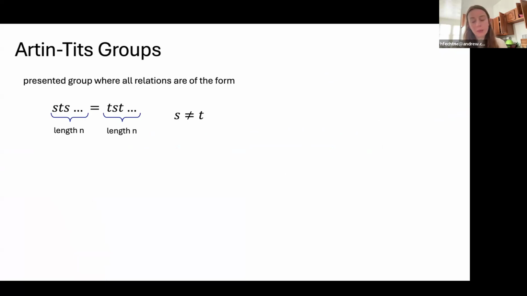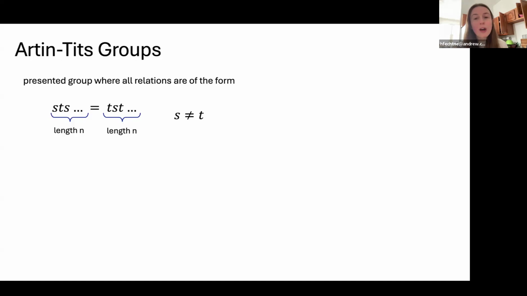Instead of formalizing directly a braid group, there is a nice generalization of braid groups. Sometimes they're called generalized braid groups, sometimes they're called Artin-Tits groups. They're a presented group where the relations are of the form, for generators S and T, STS equals TST. They're alternating and they switch with the other one. Both sides must have the same length, and you can't have S equal to T. So you can't have a relation like SS equals TT, or SS equals SSS, I suppose.